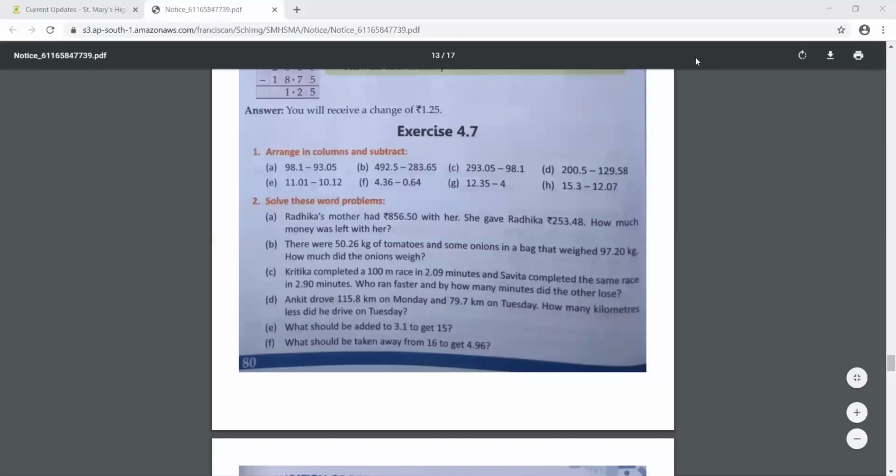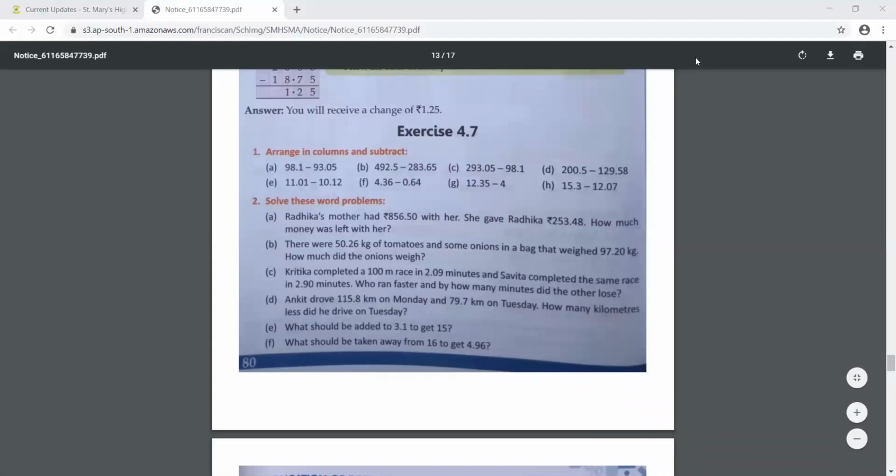So the next question is, Ankit drove so many kilometers on Monday, so many kilometers on Tuesday. How many kilometers less did he drive on Tuesday? So he's been driving on both the days. On Monday, we can see that he has driven 115.8 kilometers, and on Tuesday, it is a smaller number, 79.7 kilometers. So now the question is, how many kilometers less did he drive on Tuesday? So Tuesday कितने कम किलोमीटर वो गया?